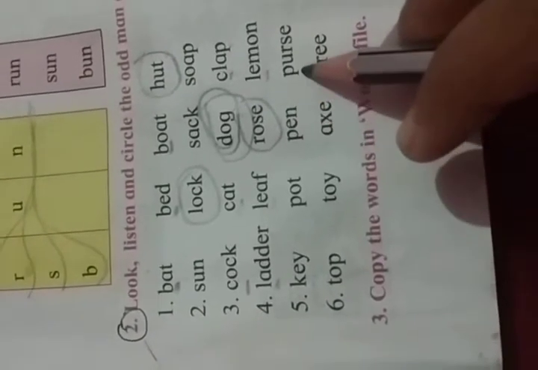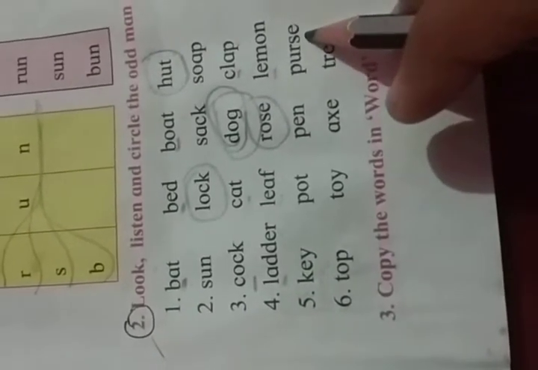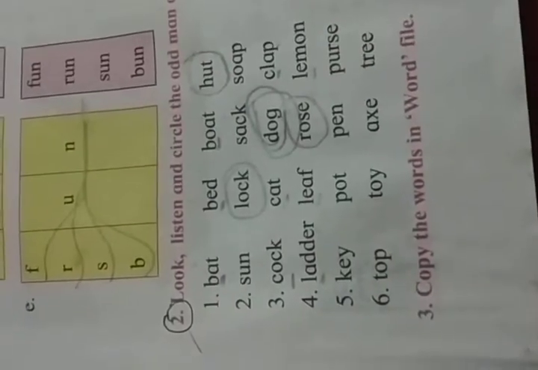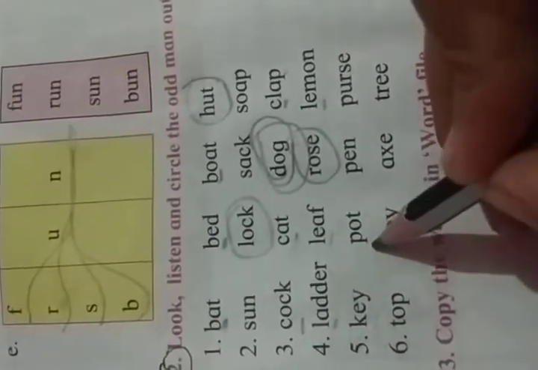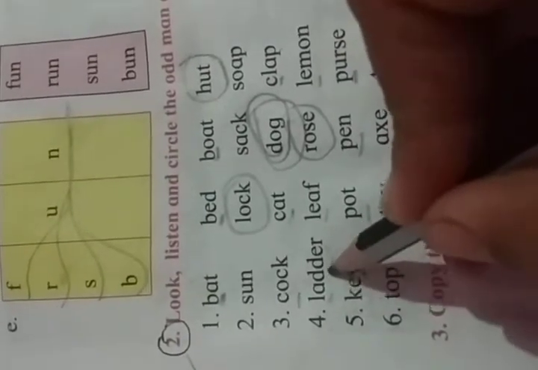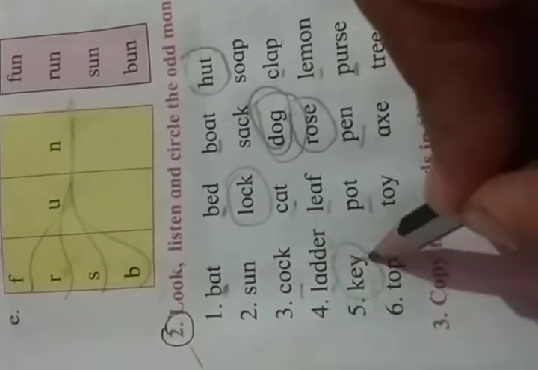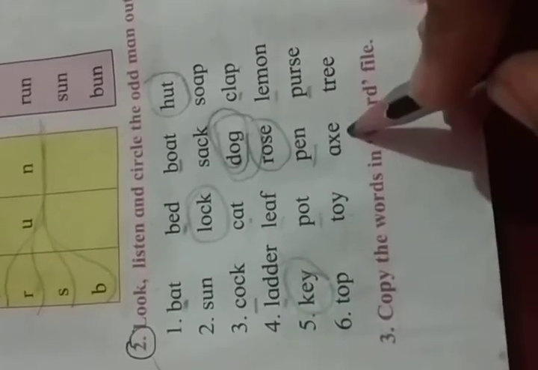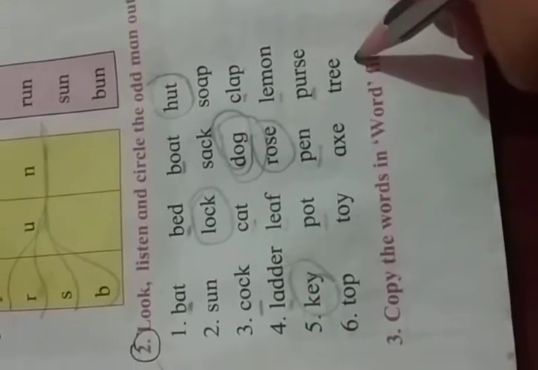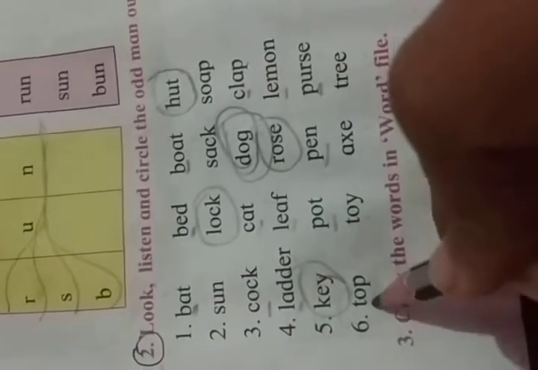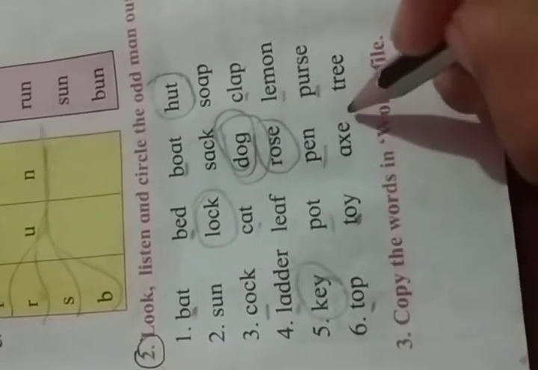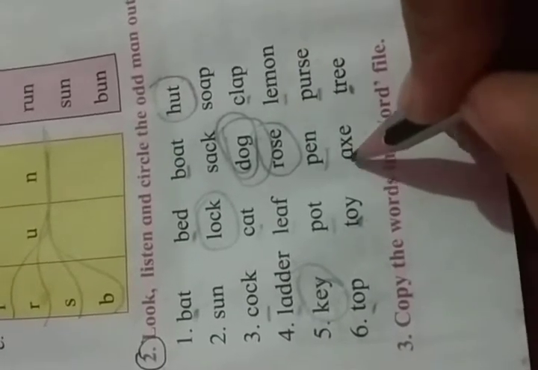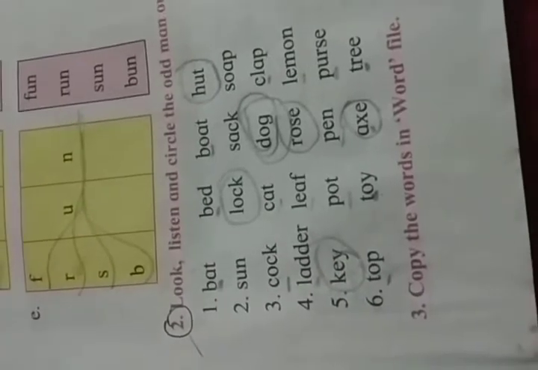Next, K-E-Y, key. P-O-T, pot. P-E-N, pen. P-U-R-S-E, purse. Now tell me who is the odd man out here? Yes. First see, all letters are starting with P. Only one word is starting with K. So this is the odd man. So we will circle that. Then top, toy, axe and tree. Now see, this word is starting with T. Only this word is starting with A. So this is the odd man out. Understood?